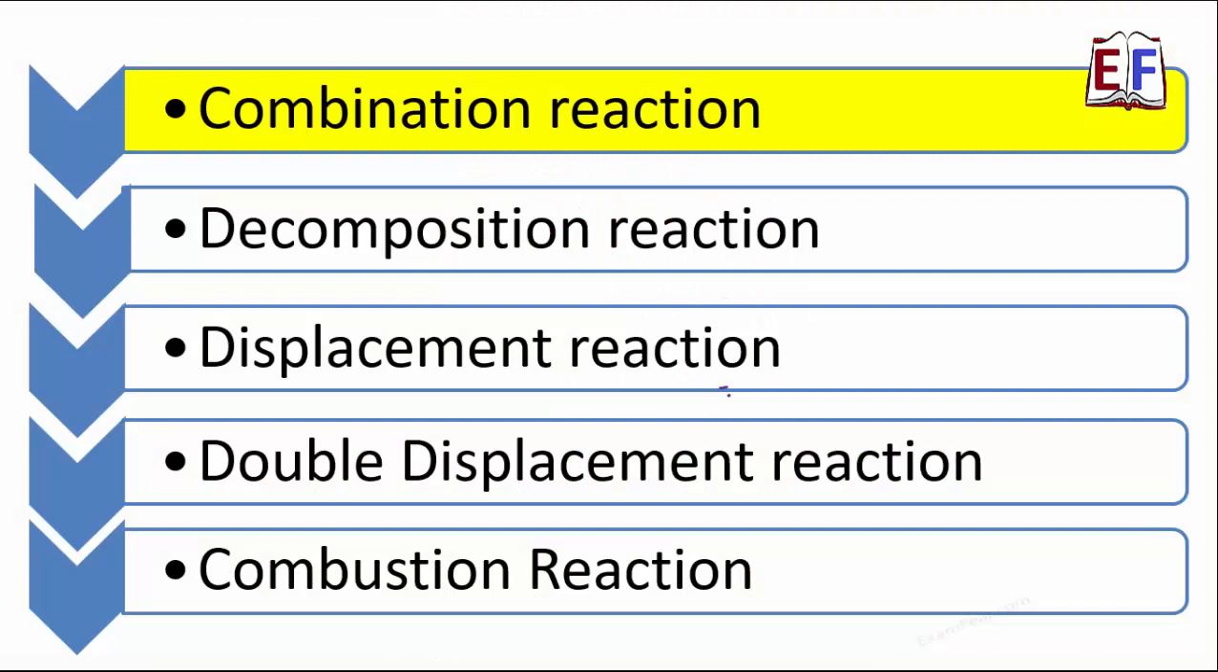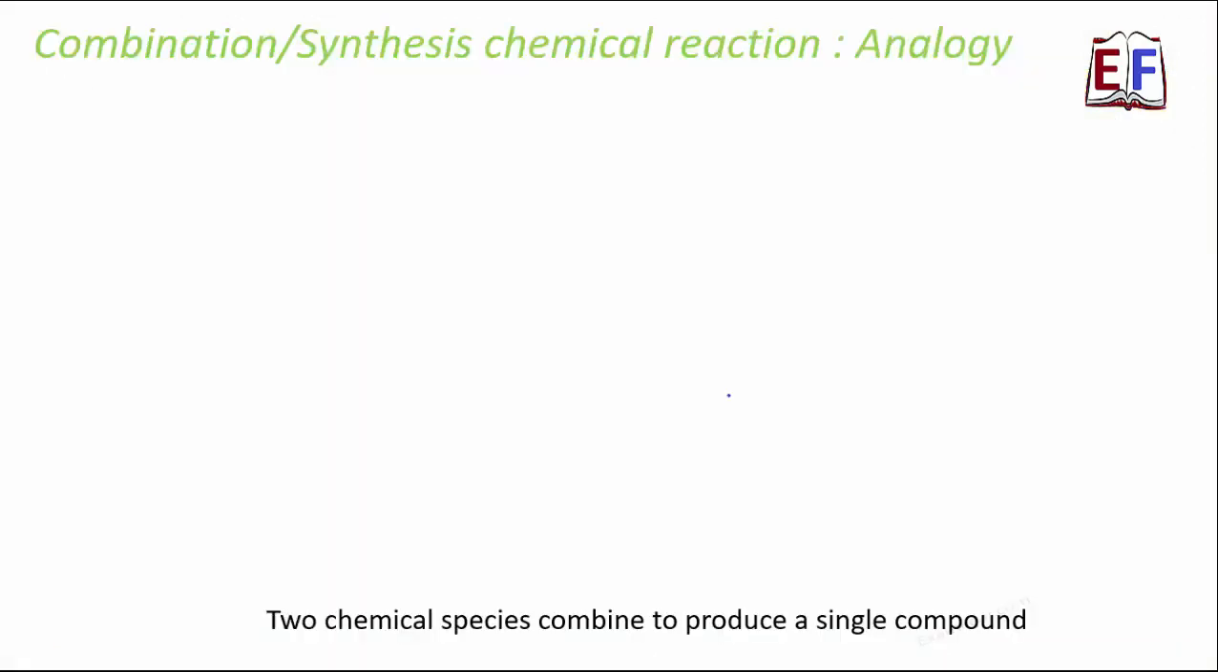Let's start with combination reaction. So what's a combination reaction? As the name suggests, combination, combine. When two chemical species combine to produce a single compound, that is called a combination reaction. This is also called a synthesis reaction because in this reaction, a new compound or a new product is synthesized or manufactured. Right? So the general format looks like this: A plus B forms AB.